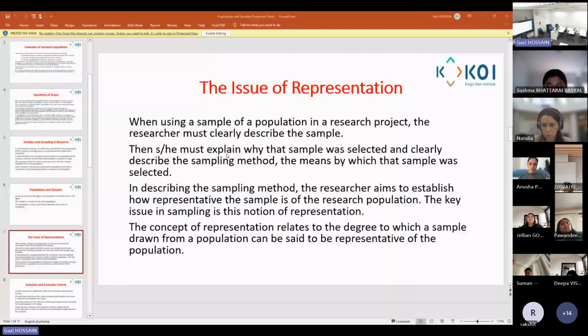Exclusion and inclusion criteria. Once again, this is another slide I'm giving you for your consideration. Online students, none of you are responding, so I am really asking you, please look at this. Very easy to understand, and you also need to consider it in your own research.